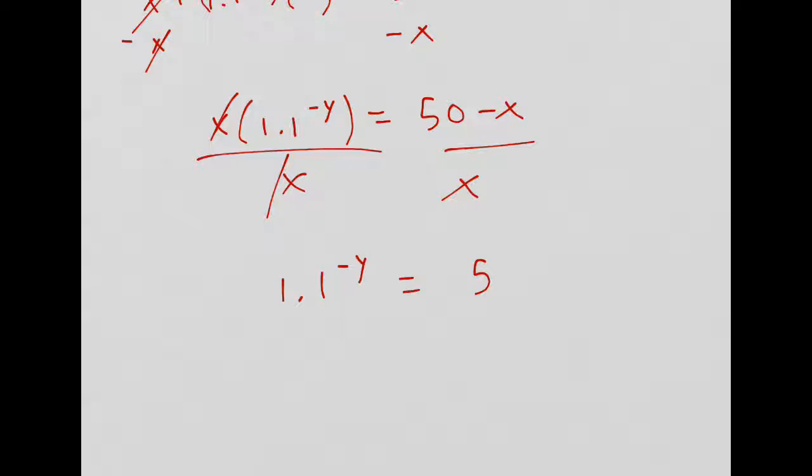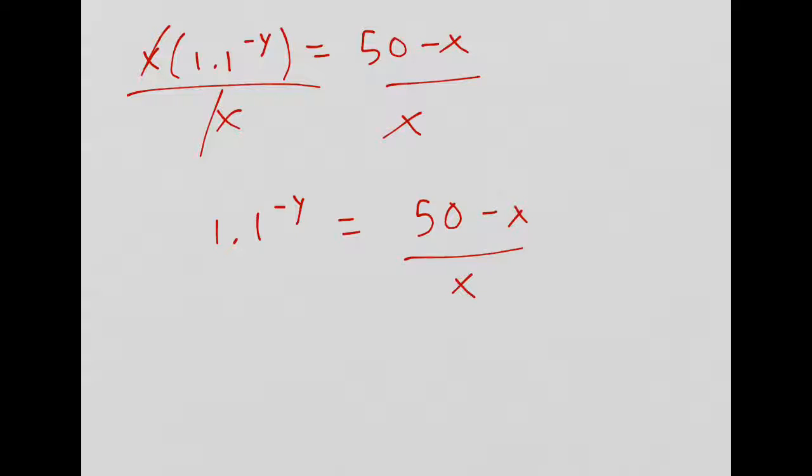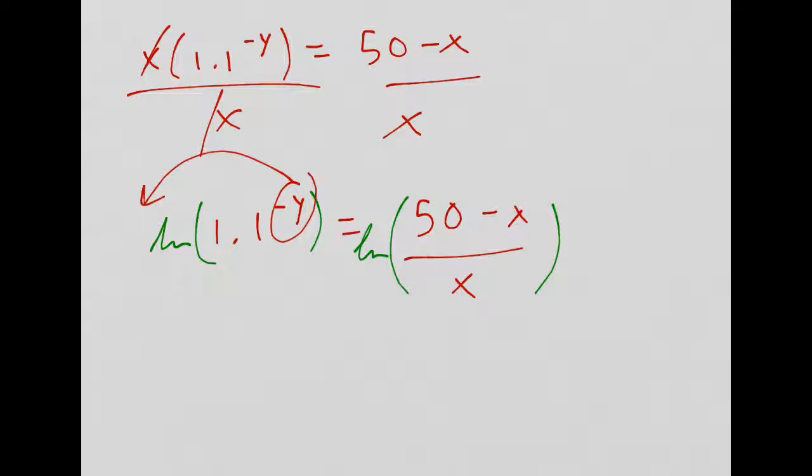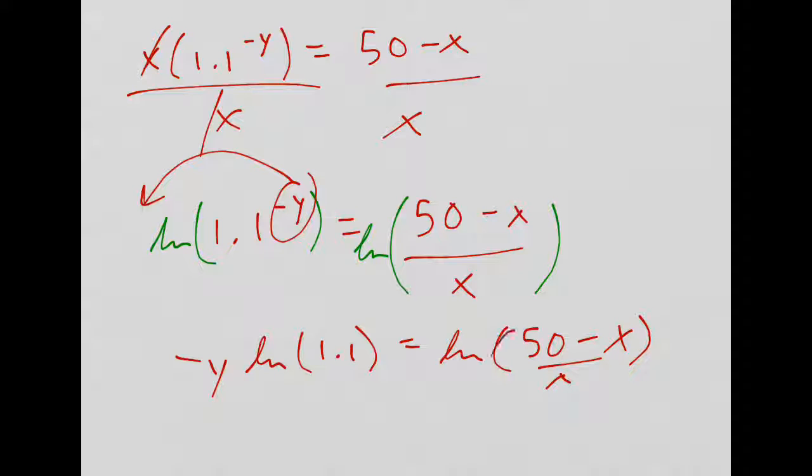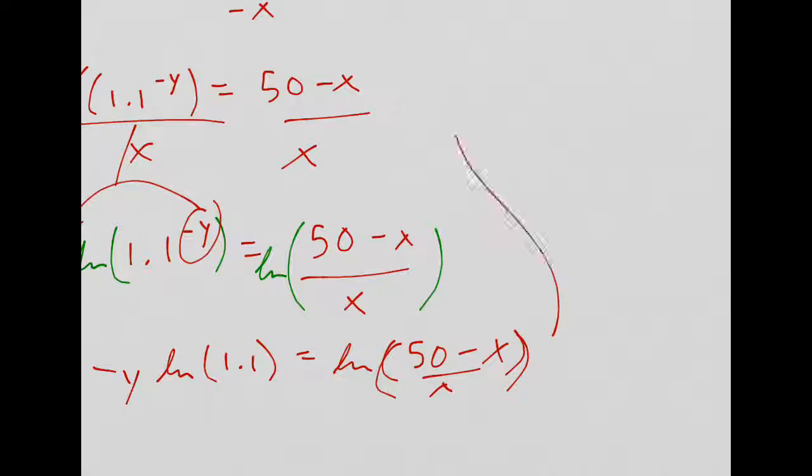And then I'll take the natural log of both sides because I have a variable that I want to solve for and it's in the exponent. So I'll take the natural log of both sides. And then I can move this negative down. So I have negative y ln of 1.1 equals ln of (50 minus x) over x. So this is pretty straightforward. That's all in there. And then divide by negative the natural log of 1.1.